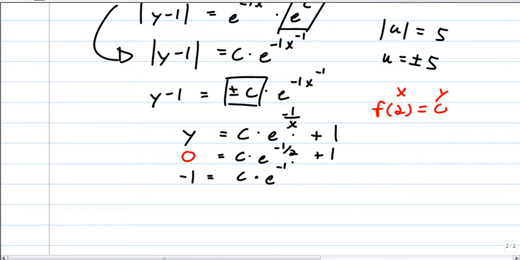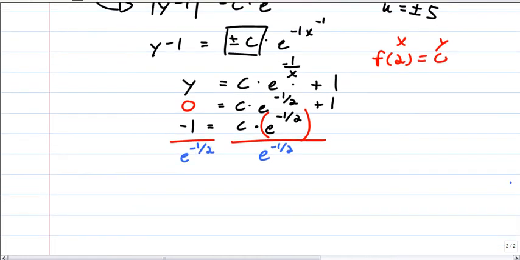times e to the negative 1/2. So just isolate c. Right now, c is being multiplied by e to the negative 1/2, so we can just divide both sides by this quantity. Don't freak out. I know it's not nice looking, but you can just divide it off. So you got e to the negative 1/2 on the bottom. I can move that up to the top. That's negative 1 times e to the positive 1/2 equals c, or negative 1 times the square root of e equals c.